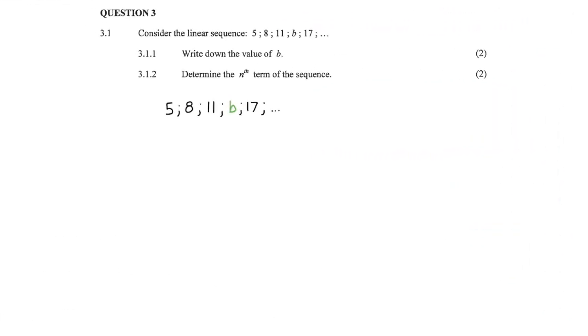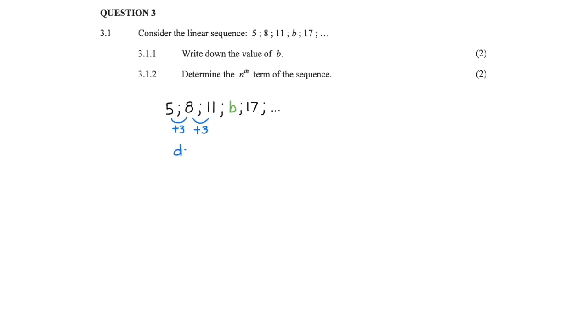Let's take a look at question 3 of the 2017 November Department of Education paper. Consider the linear sequence 5, 8, 11, B, 17. 3.1.1. Write down the value of B. Now, how can we go about solving this problem?